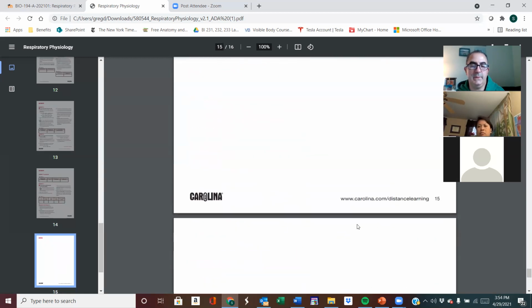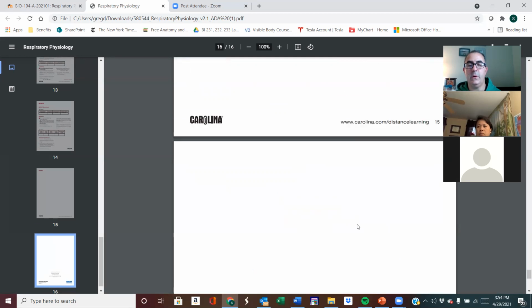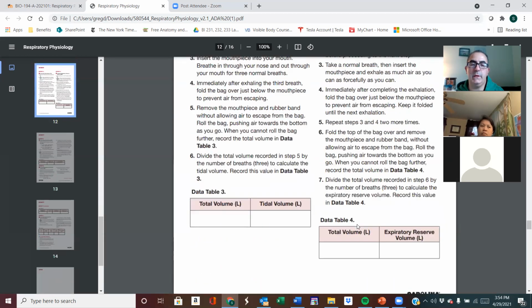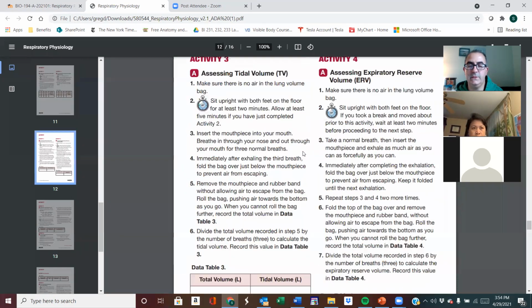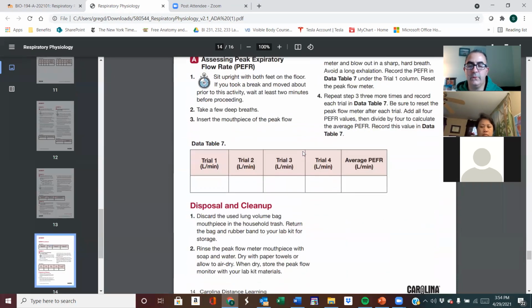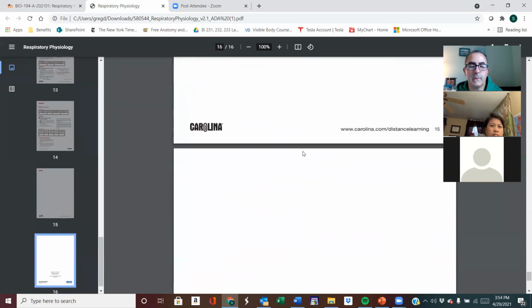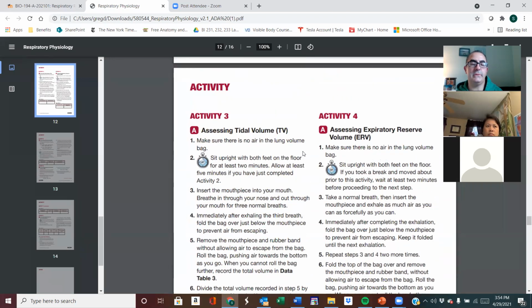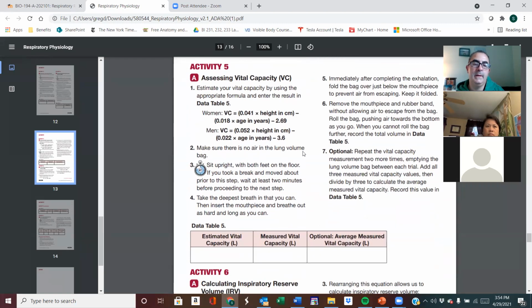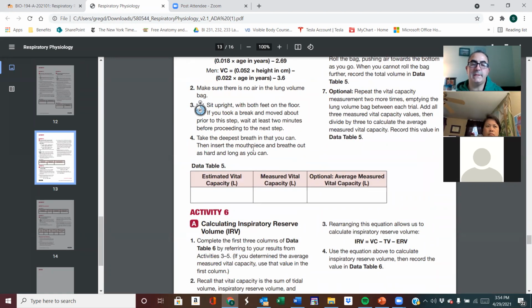Then disposal and cleanup, that's pretty easy, no big deal. So all you're going to do is those things, and I just want you to fill out these charts. They don't have you actually do a curve or anything from that, but I just want you to be able to do those different things and see what your different charts are. And I'm curious to see if your vital capacity is close to what's measured. And I'll do this as well. I'll do this over the weekend.